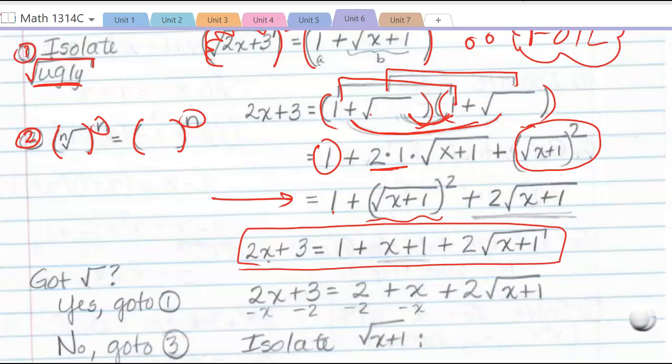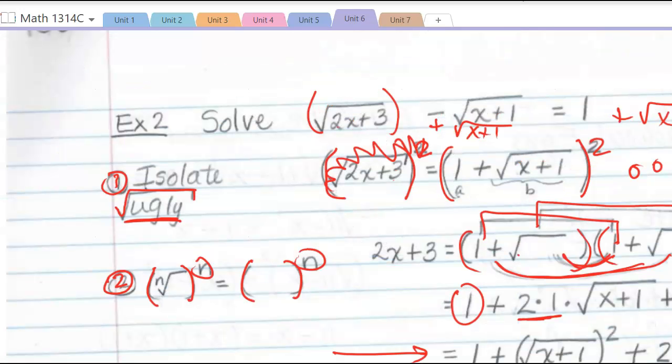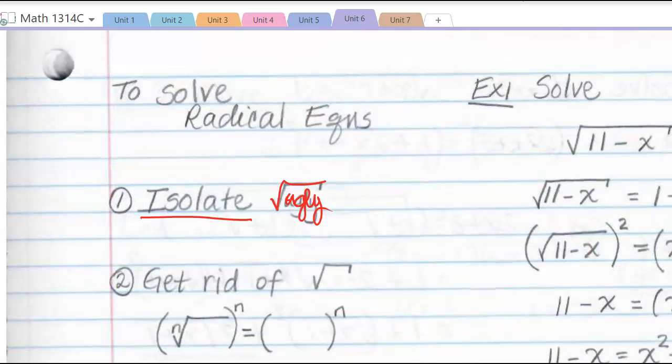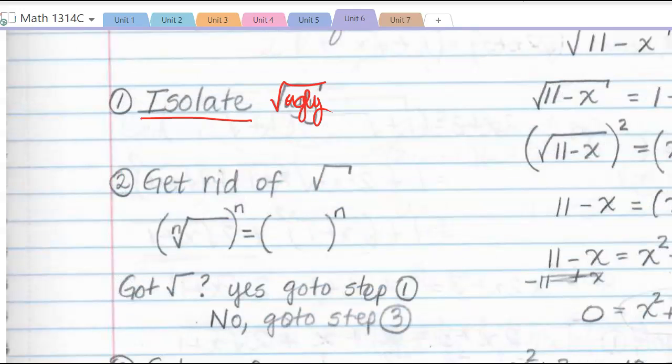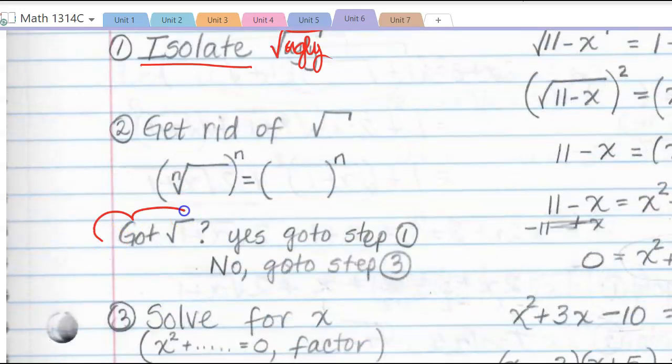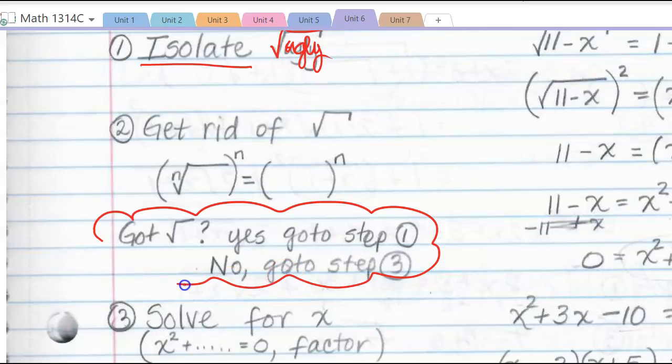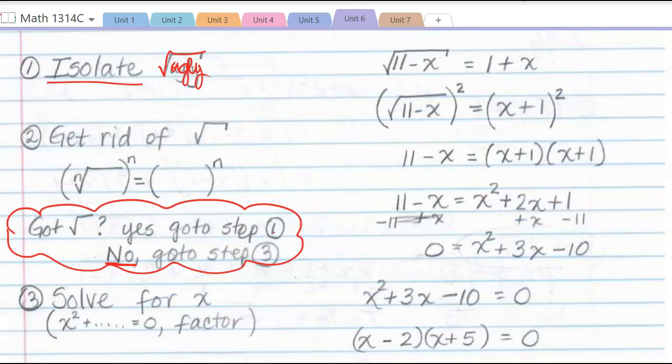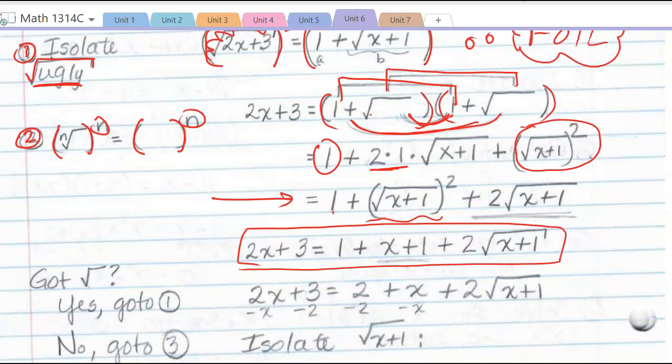And if we come back to the previous page, we saw in our notes on how to solve that we had to ask this question: did we get rid of the square root? If the answer is you still have a square root, then you have to go back and start all over again. But if there's no more square root, then you get to go to the next step. So when we come back here, we see that we have a square root right here. So we get to start all over again.